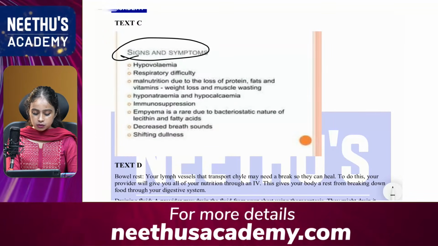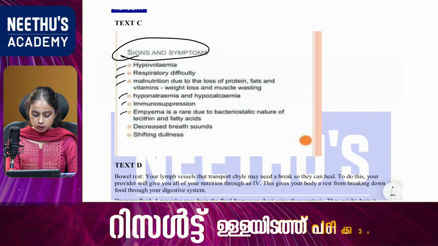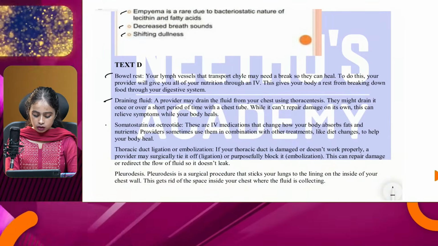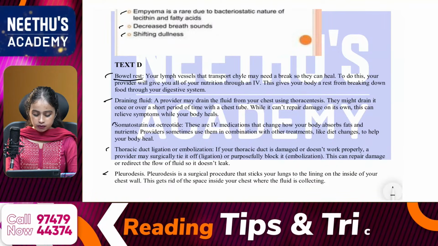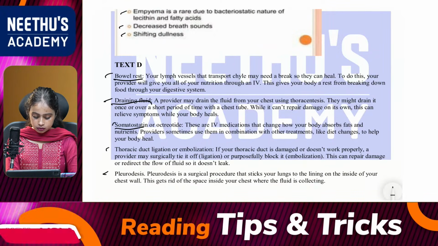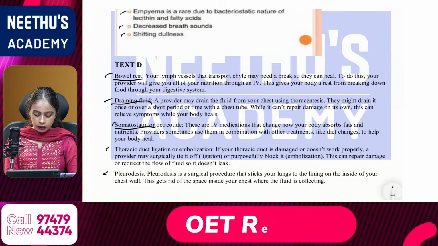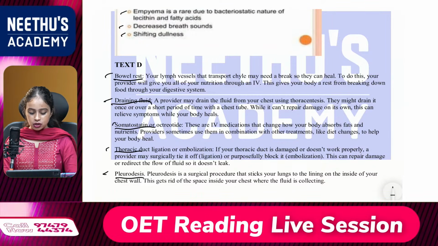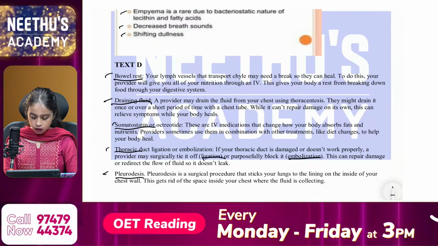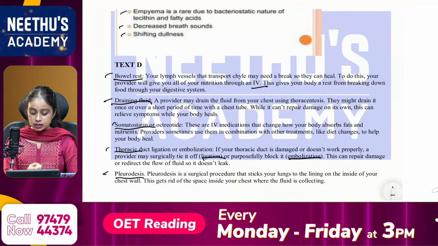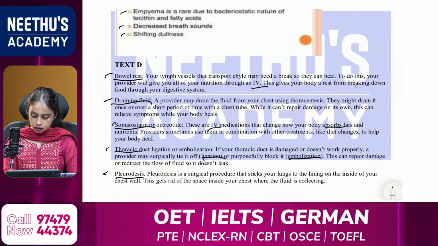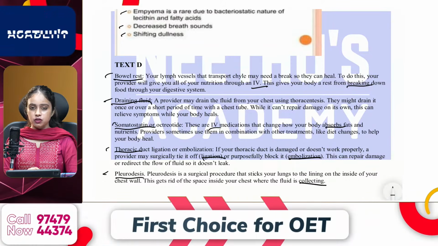Then comes signs and symptoms, each bullet point I'm just fast reading. Then text D, all the methods: bowel reset, draining fluid, somatostatin, and thoracic duct ligation, then pleurodesis. Everything we can mark like this, all the abbreviations, like IV. So these are the keywords from each of the texts.